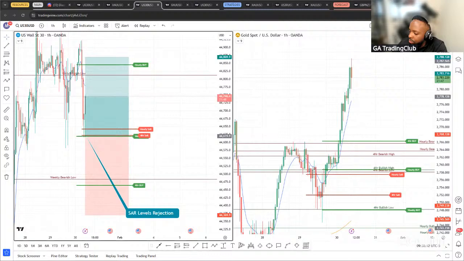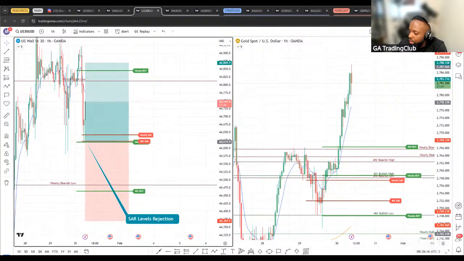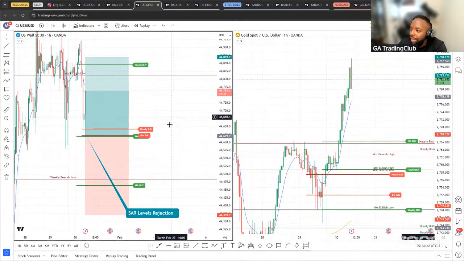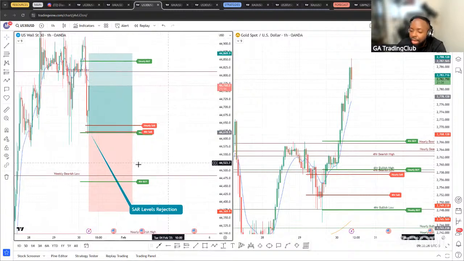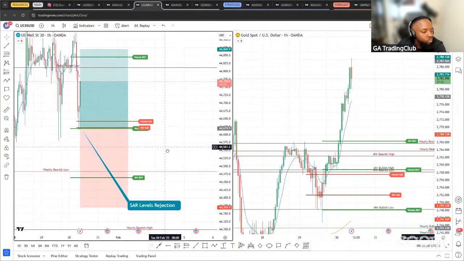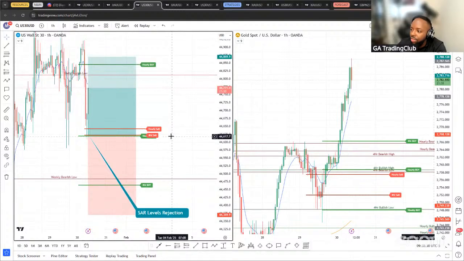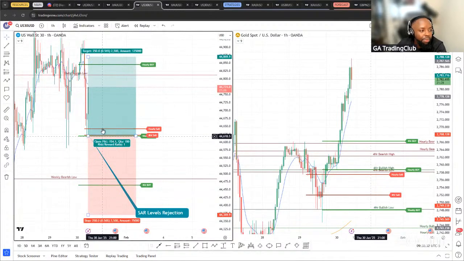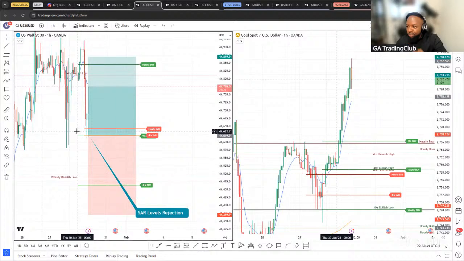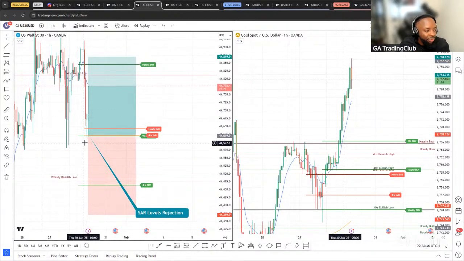Today is Thursday, January 30th. This morning there was an entry for US 30 based off of SAR levels rejection, and I actually am in that trade. So you can see how this is pumping up. This trade came up before New York, right?